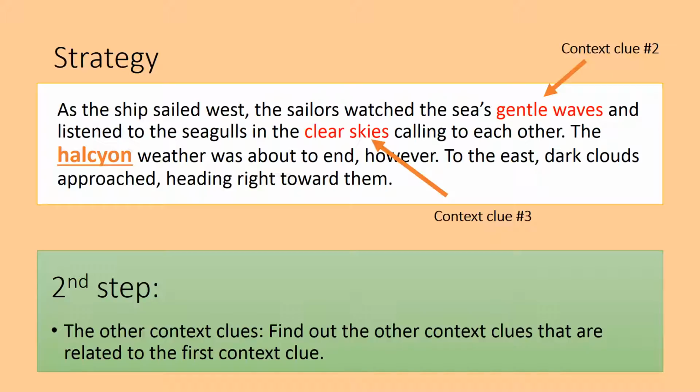Now the second strategy would be to reread the paragraph, but this time we must keep in mind that we are looking for other context clues that might help us figure out what halcyon is describing. I will give you a couple of seconds to do so. You may begin. I hope that you have finished reading it a second time. Now, the second and third context clues identified are gentle waves and clear skies.